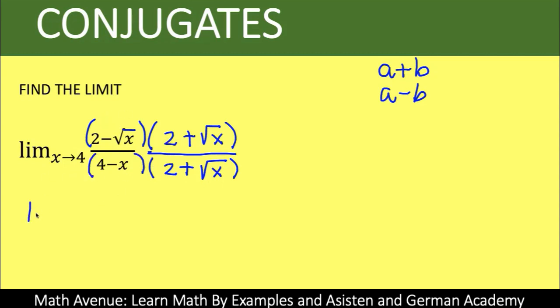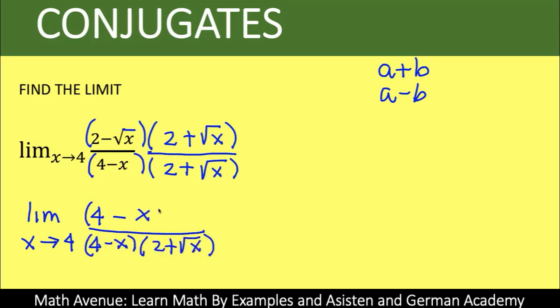So what we have is the limit as x approaches 4 of the simplified form of this function. What we have here now is a special product, the sum and difference of two numbers, which we can simplify as the difference of two squares. So we have the square of 2, which is 4, minus the square of the square root of x, which is x. And then we copy 4 minus x and 2 plus square root of x. Now 4 minus x is a common factor, so we can cancel this out with the condition that 4 minus x is not equal to 0, or x is not equal to 4.